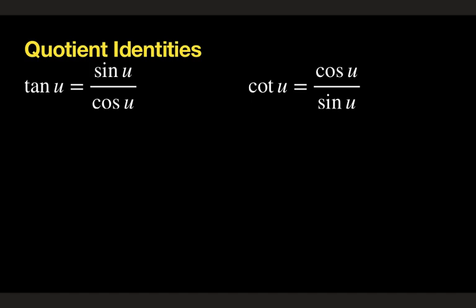The previous 6 were known as the reciprocal identities. These ones are going to be the quotient identities, and the one that they're telling us here is tan u is going to be equal to sine u over cosine u, and cotangent u is going to be equal to cosine u over sine u. This is possible because we have x over y and y over x in our unit circle. That's how we're getting these values.